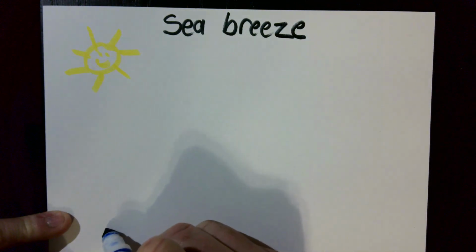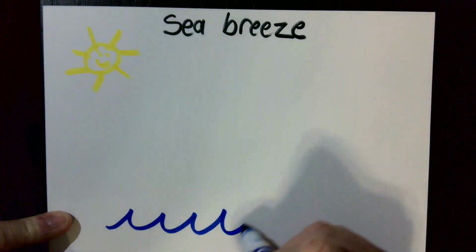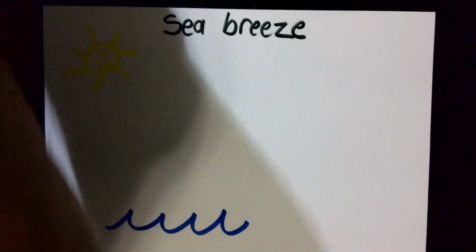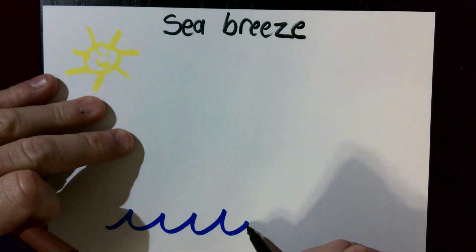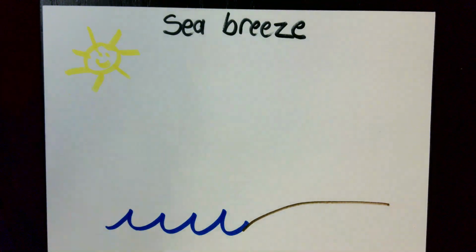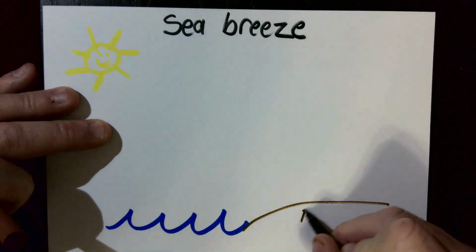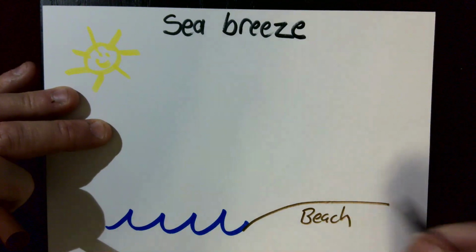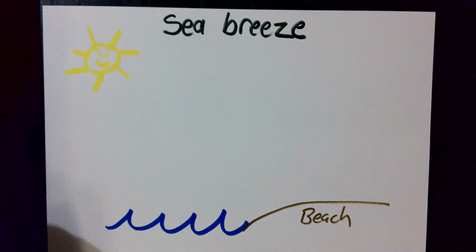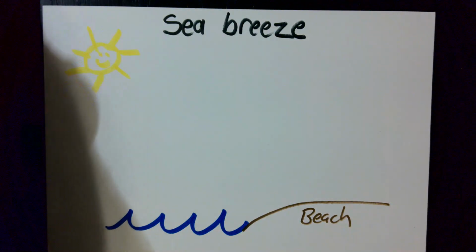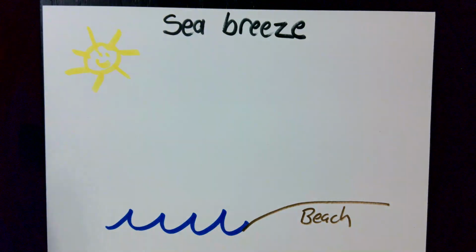So I'm going to draw myself my little ocean right here, and then I'm going to draw myself my little beach. That's my beach, and there's my ocean. Now let's talk about what goes on to give us that formation of a sea breeze.